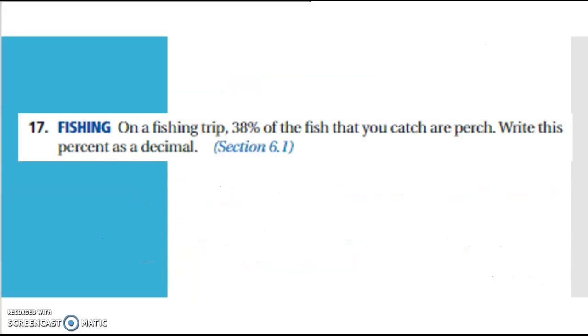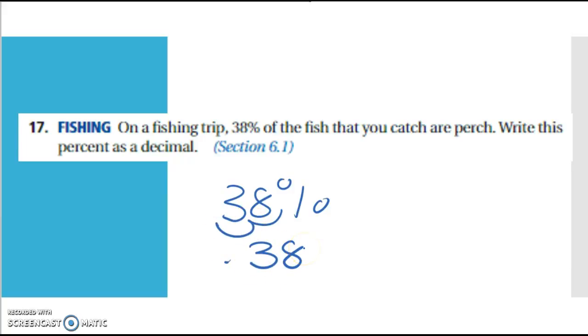Alright, so this one says on a fishing trip, 38% of the fish you catch are perch. Write this percent as a decimal. So I have 38%, wants me to write it as a decimal. Going to move it over 2. It's going to be 0.38. 8, not H. 0.38.